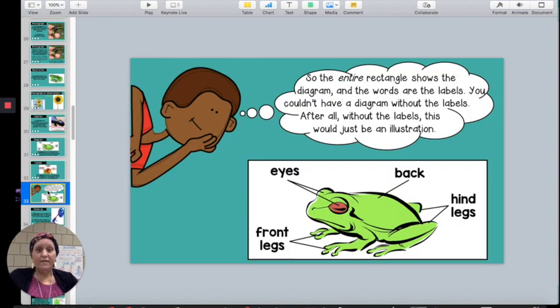The whole entire thing is called the diagram, okay? The labels are inside the diagram. So make sure that you understand that this whole thing has to be together to be the diagram.